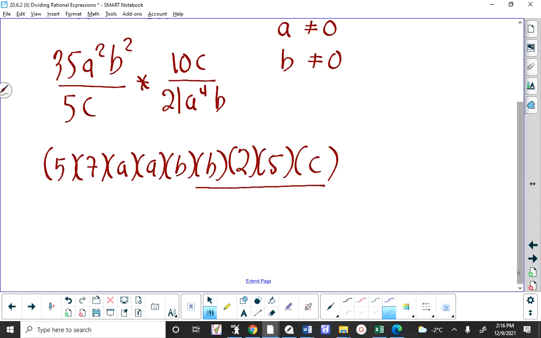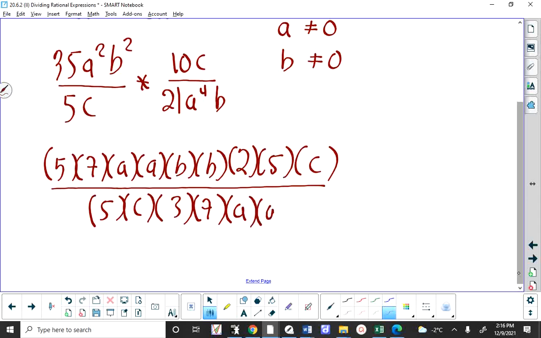But there might be the odd person or two or three out there that need to see this in order to know what they're canceling and know what they have left. On the bottom, I have a 5 and a C as factors. I have 21, which is 3 times 7. And then I have A times A times A times A times B. And I think many of you would agree that this is actually more confusing.